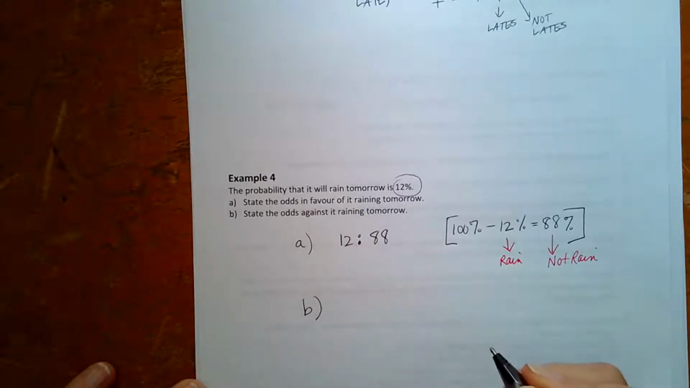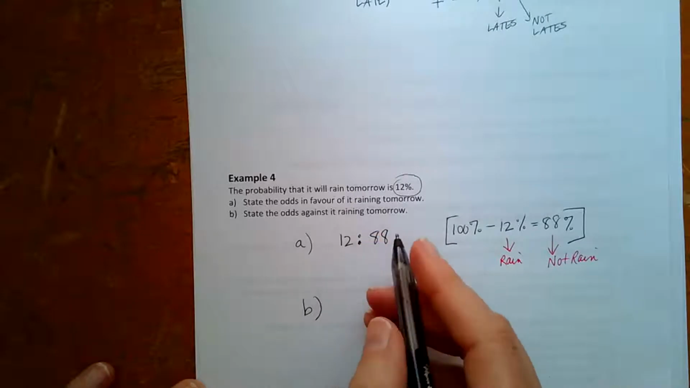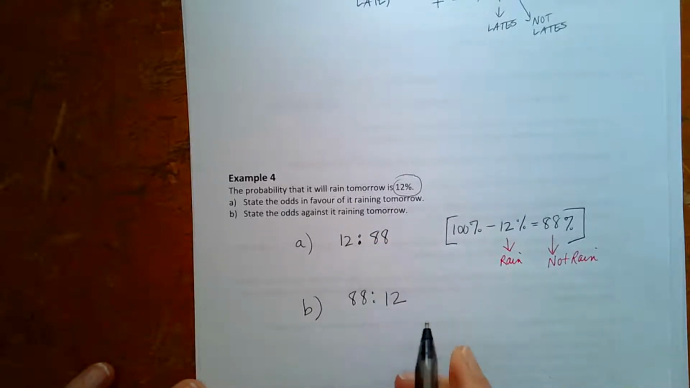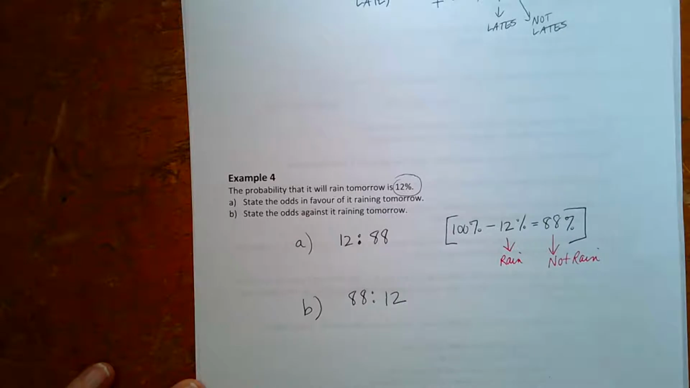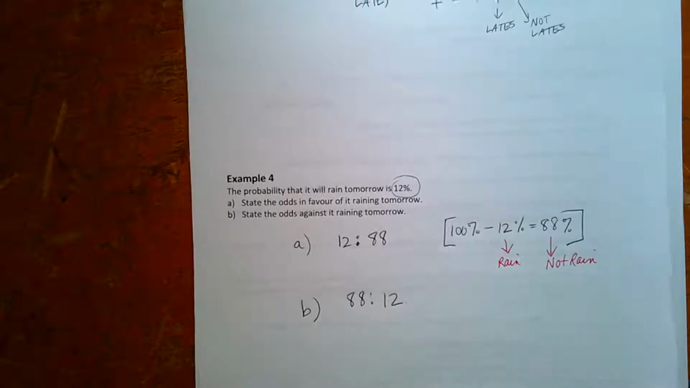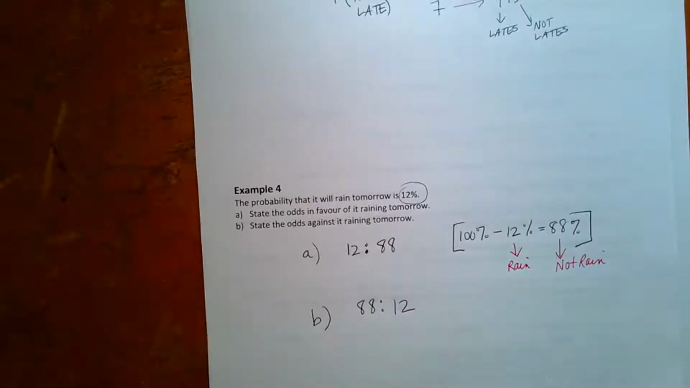State the odds against it raining. Well, if the odds in favor of raining are 12 to 88, for odds against, we just flip. This is 88 to 12. Okay, if it's the odds against it raining, that means rain comes last and the other option comes first. So it's an easy enough concept. It's easy, however, to get tangled around, right? It's quite simplistic, but sometimes the numbers can throw students off.